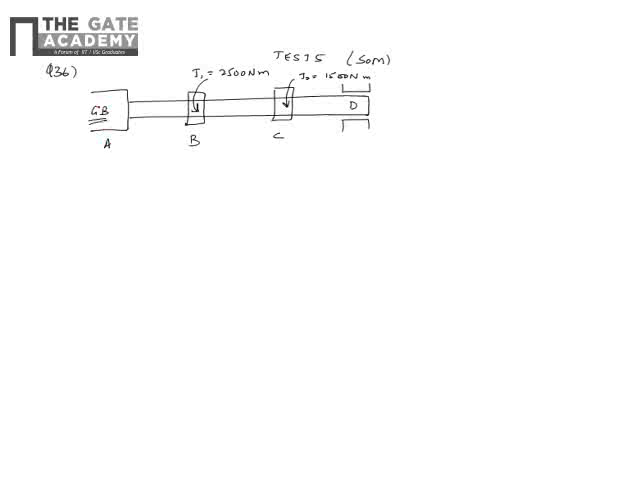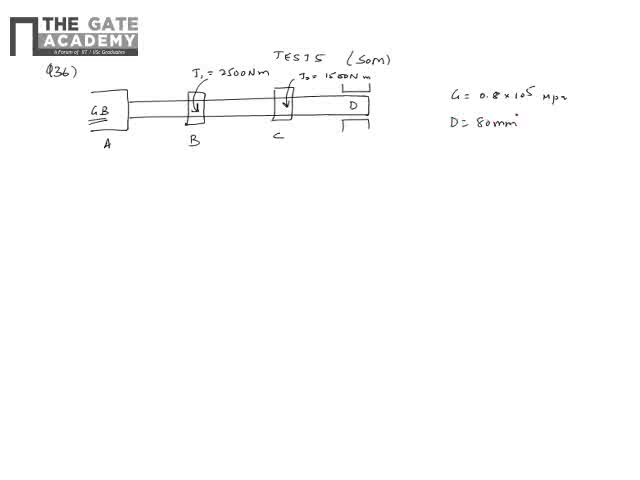Now what is asked is to find the angle of twist of the free end relative to A, because A is fixed, so we consider this as a reference. The other data is given: modulus of rigidity G is 0.8 into 10 power 5 MPa, and the diameter of the shaft is 80 mm.